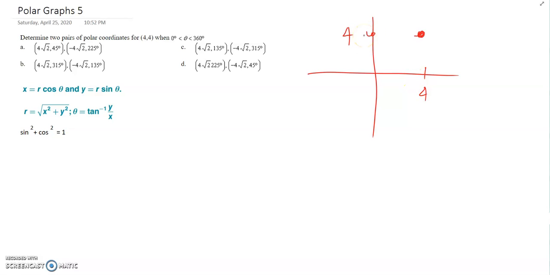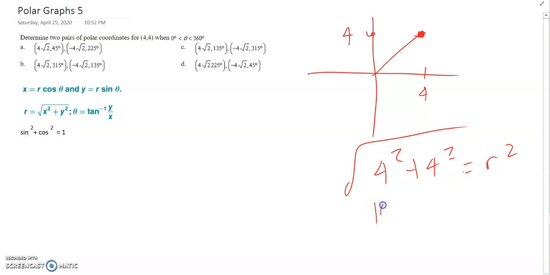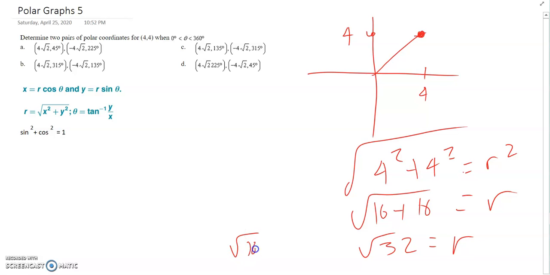is right here. I know if I want to get a radius and an angle measure, hopefully we know 45 degrees is there, and if you did the Pythagorean theorem, we do end up getting 4 squared plus 4 squared equals r squared, square root of 16 plus 16 equals r, square root of 32 equals r. Looks like they simplified it, so square root of 16 times square root of 2, 4 root 2. So r equals 4 root 2.